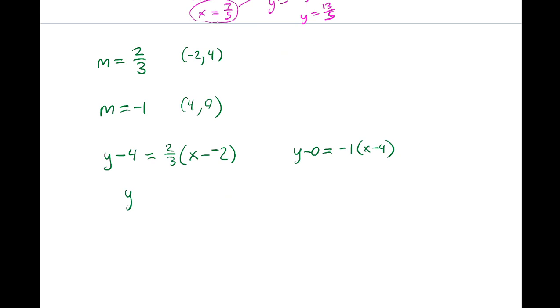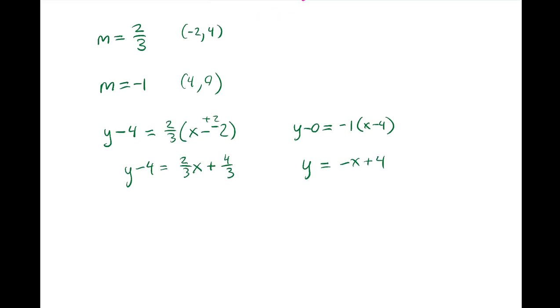So we get y minus 4 equals 2/3 x plus, and this was plus 2, then we multiply it, so it's plus 4/3. And then over here we get y equals negative x plus 4. And then I can get this to be y equals by adding the 4. So 2/3 x plus, and if we add 4, in terms of thirds, that's 12/3 we're adding. So we get plus 16/3.